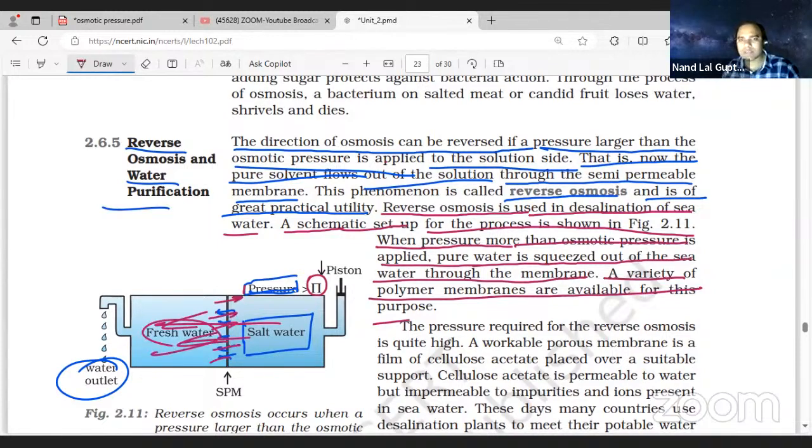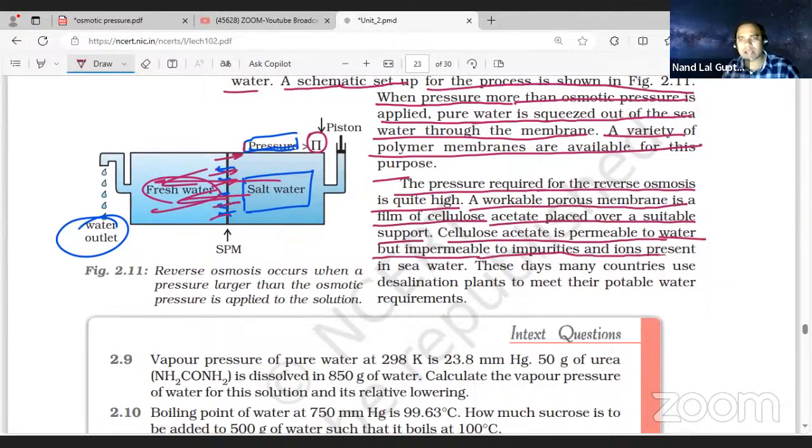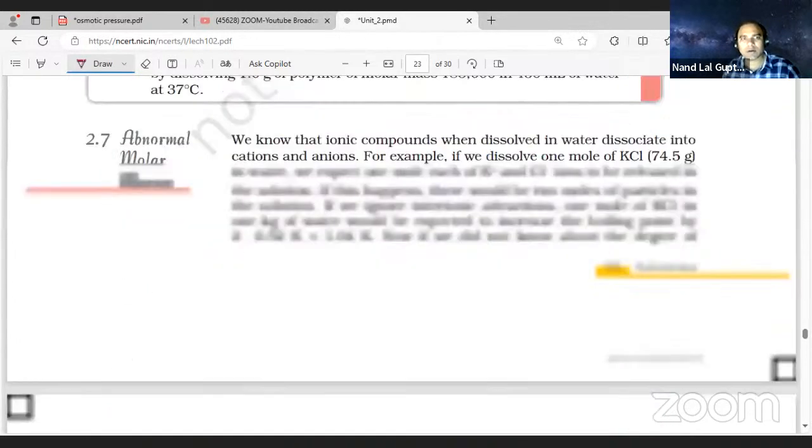Now let us see this one. The pressure required for reverse osmosis is quite high. A workable pressure. The porous membrane is a film of cellulose acetate placed over a suitable support. Cellulose acetate is permeable to water, but impermeable to impurities and ions present in the seawater. These days, many countries use desalination plants to meet their potable water requirement. Okay, so this is the concept.